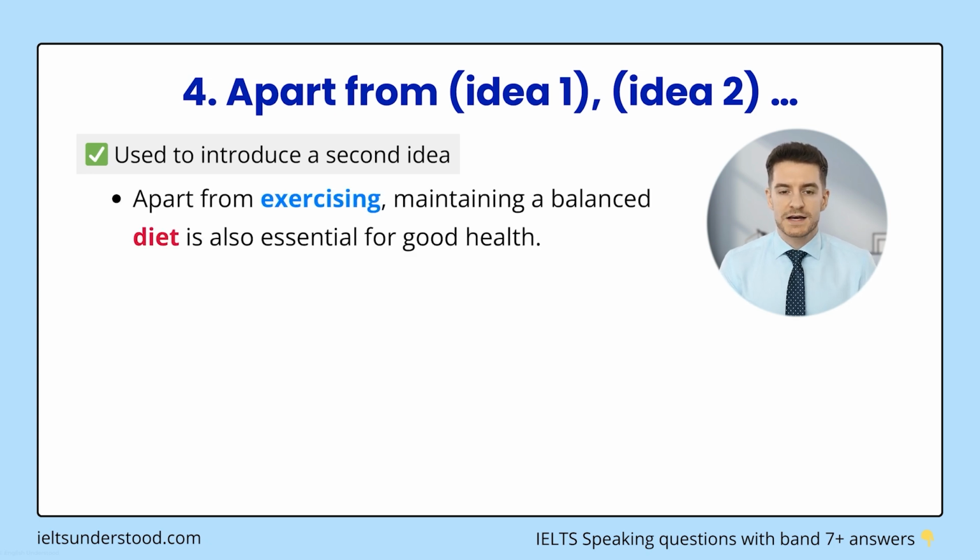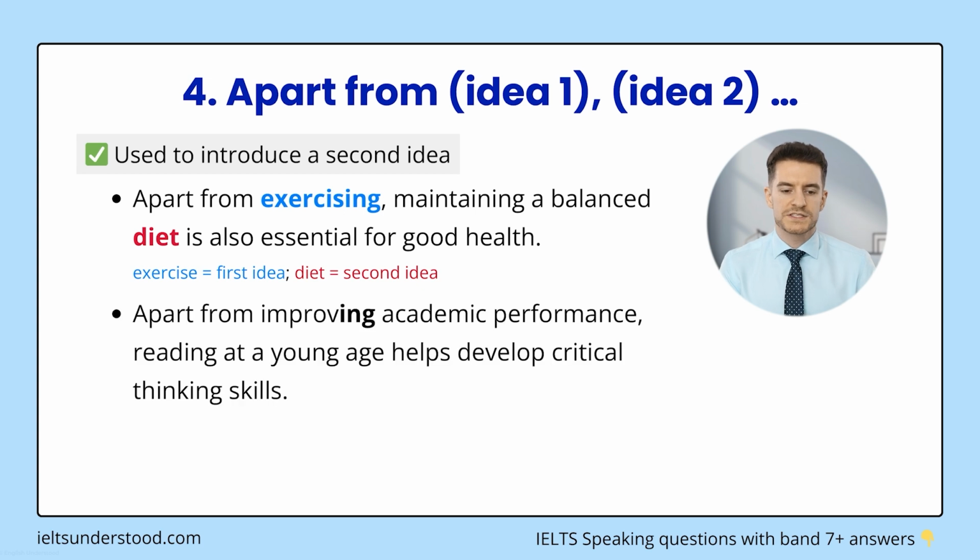Apart from exercising, maintaining a balanced diet is also essential for good health. So again, why have I got exercising in blue and why have I got diet in red? Well, I'm trying to show you that exercise is the first idea and then diet is the second idea. So we're using apart from to talk about two ideas. Exercise is the first idea, and then diet is the second idea. Let's look at another example.